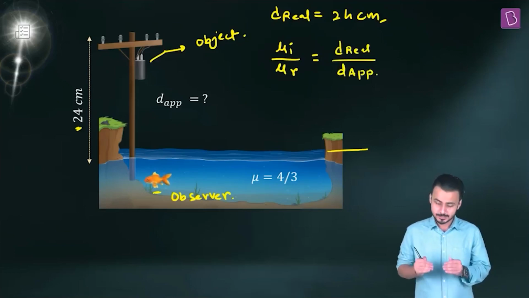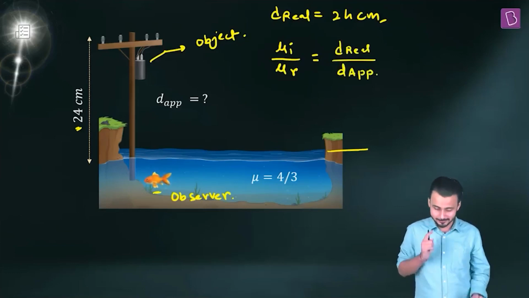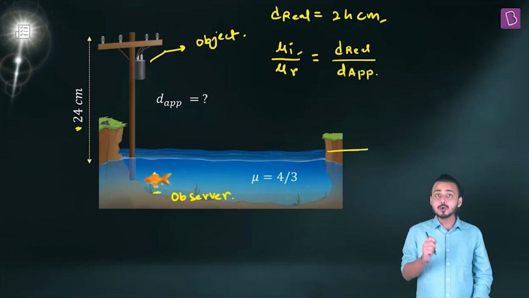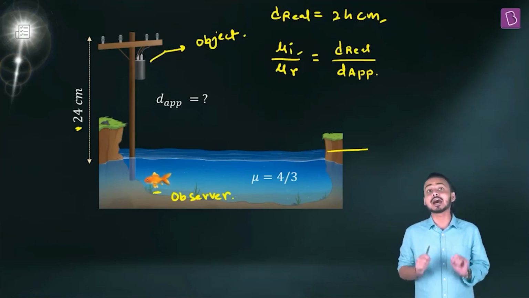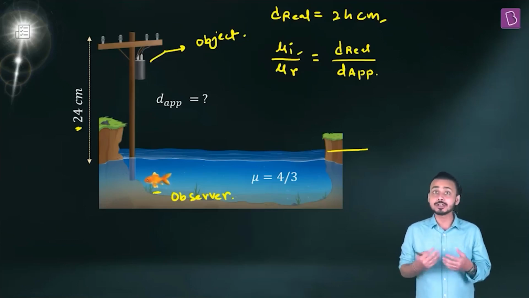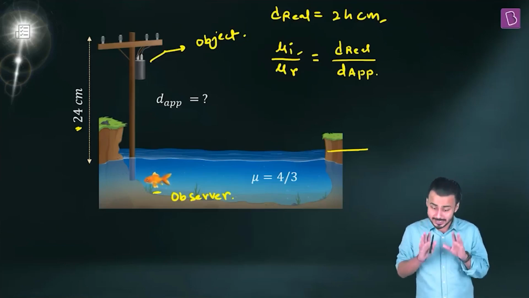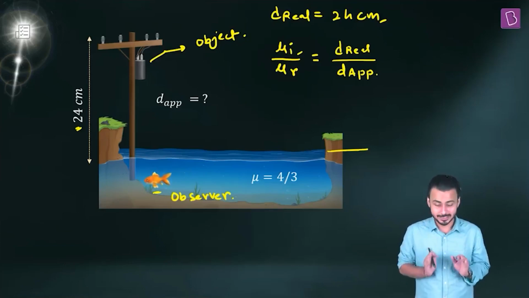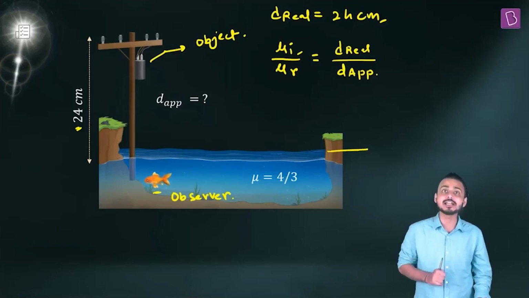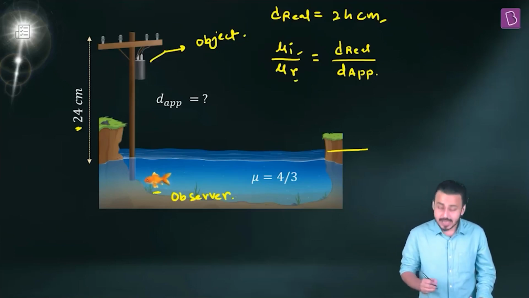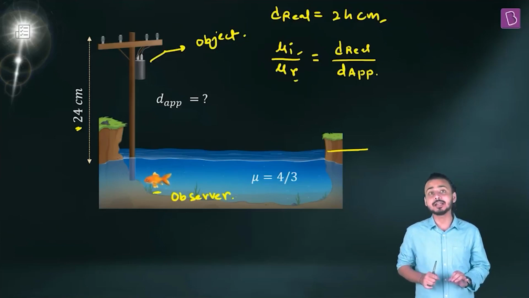Sir, what is this? Explain the meaning. I will. What is mu I? Mu I is the refractive index of the medium where the incident rays are present. I'm not saying where the object is present, I'm saying where the incident rays are present, because there might be a case of a virtual object, right? So please remember what I'm saying. Mu I is the refractive index of the medium where the incident rays are present. Mu R is the refractive index of the medium where the refracted rays are present.